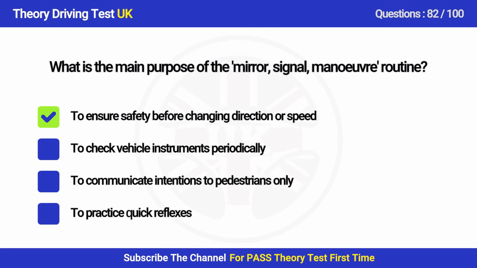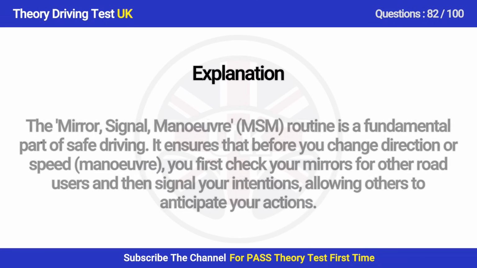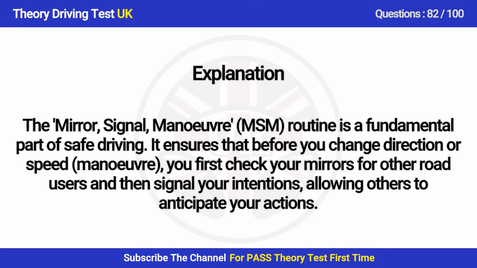Answer is A. To ensure safety before changing direction or speed. The mirror signal maneuver routine is a fundamental part of safe driving. It ensures that before you change direction or speed, you first check your mirrors for other road users and then signal your intentions, allowing others to anticipate your actions.